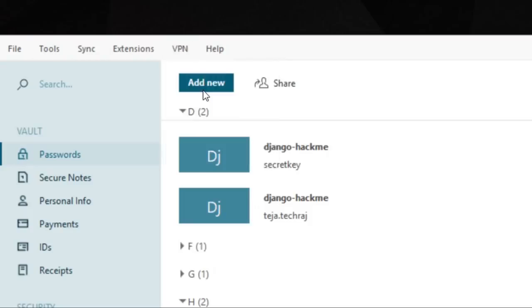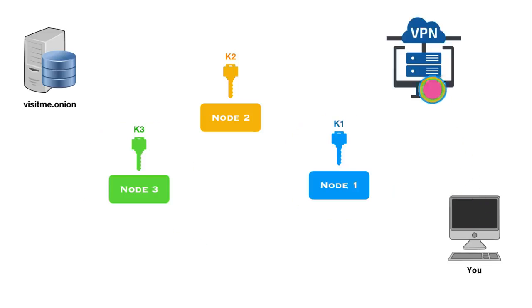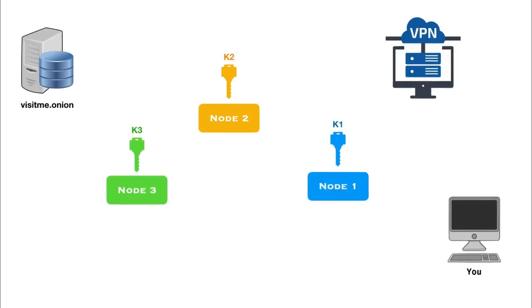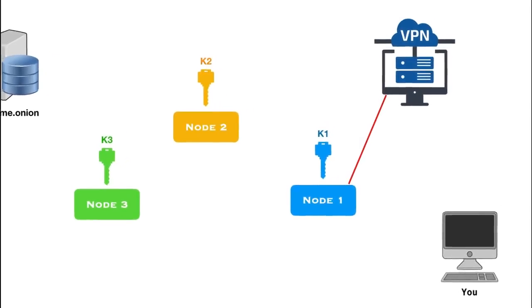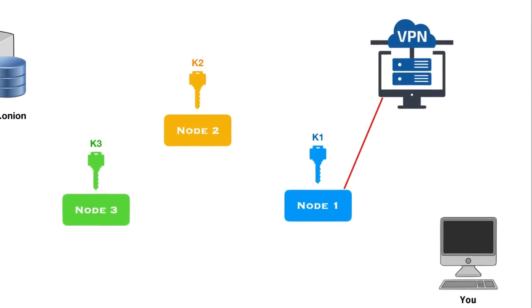One way to overcome this issue is to use Tor over VPN. You first connect to your VPN and then start using Tor. By doing so, your request is first headed to the VPN server, and then it is forwarded to the entry node of your circuit. So the entry node does not see your actual IP address. Instead, it sees the IP address of your VPN server.